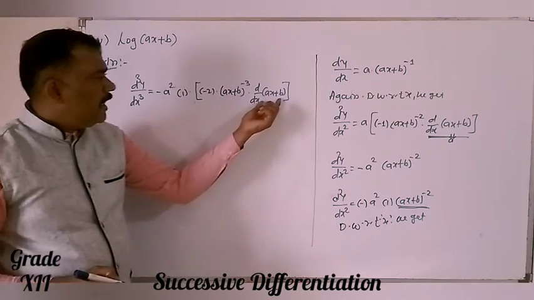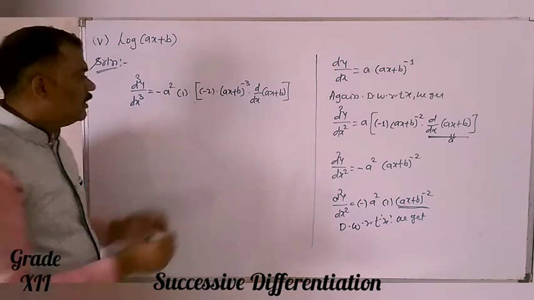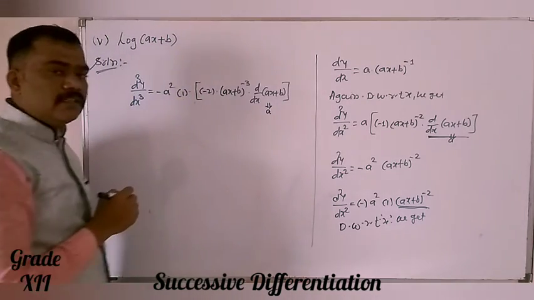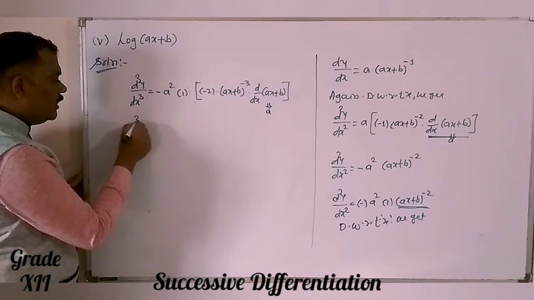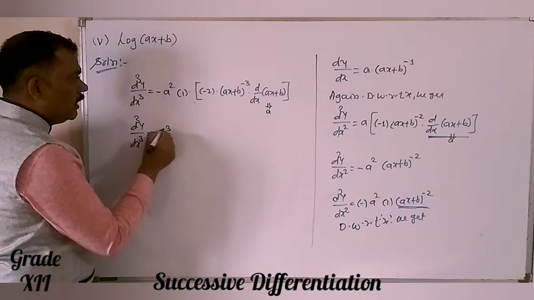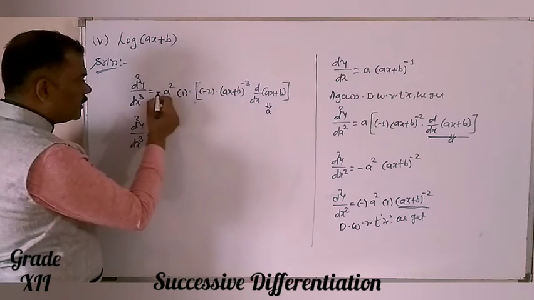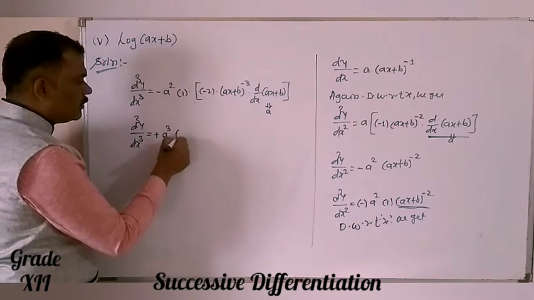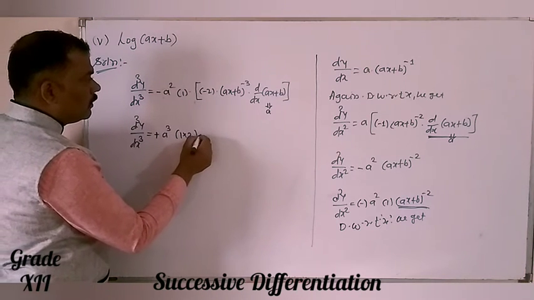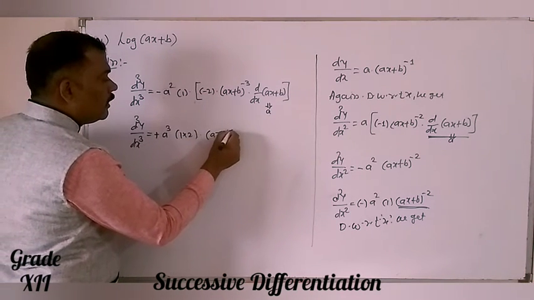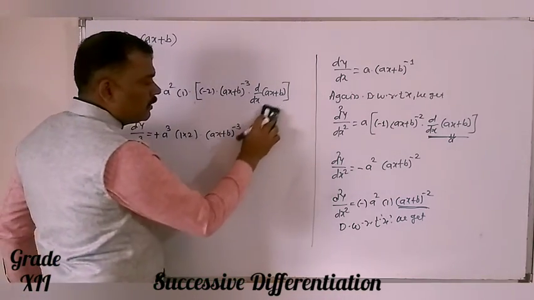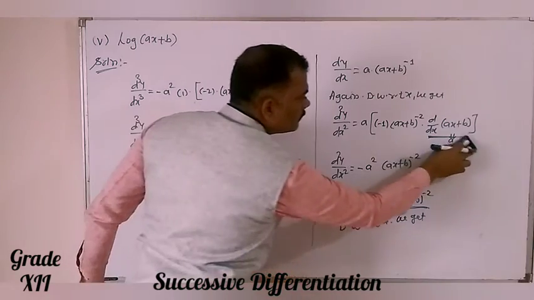We have to know the derivative of ax plus b is nothing but a, so that its derivative is nothing but a, so that this a into this a square is nothing but a cube, so that d3y by dx raised to 3 is minus a raised to 3. This minus and this minus become plus, so that we can write 1 into 2 into (ax plus b) raised to minus 3. Okay, this we write for our understanding.